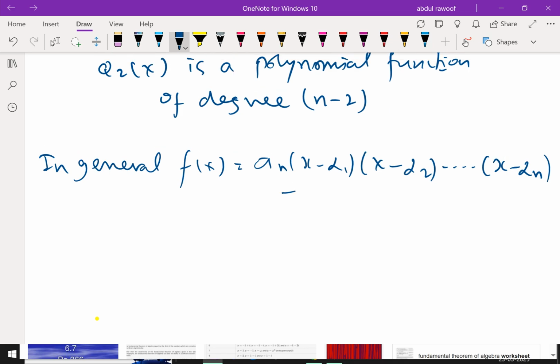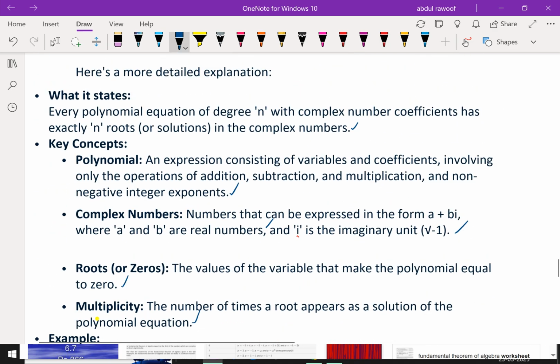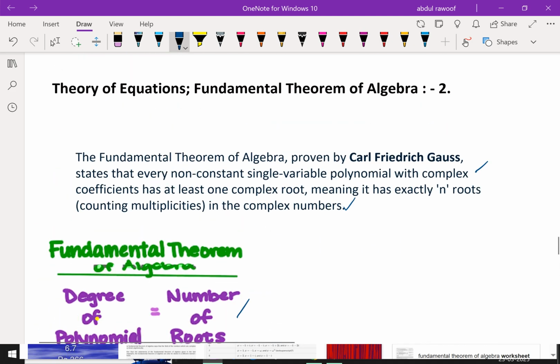Now, so far we discussed the fundamental theorem of algebra and some explanation of it.